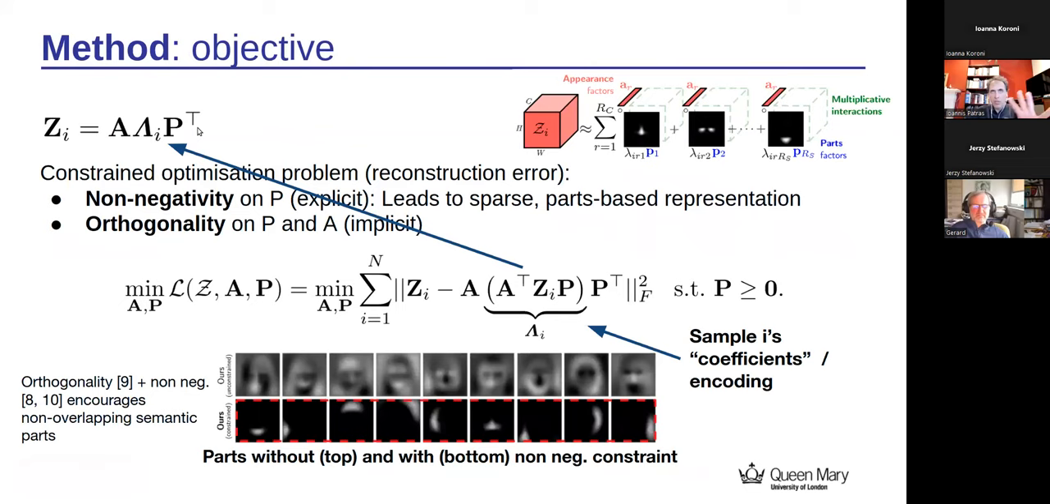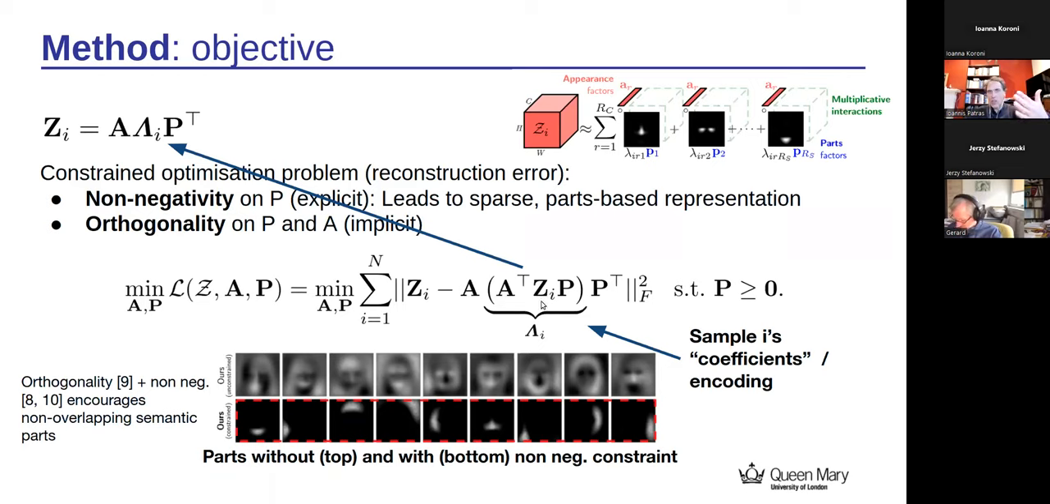This leads to an optimization problem. Actually, we formulate the following optimization problem, that it is here. It is expressed in this equation, and it is a reconstruction objective. Basically, this can be seen as an encoding-decoding scheme in which we try to find now the matrices alpha and p, so the matrices of the appearances and the parts, such that in the encoding phase, you find by using this projection, alpha transpose Zp, the coefficients now of the specific sample.